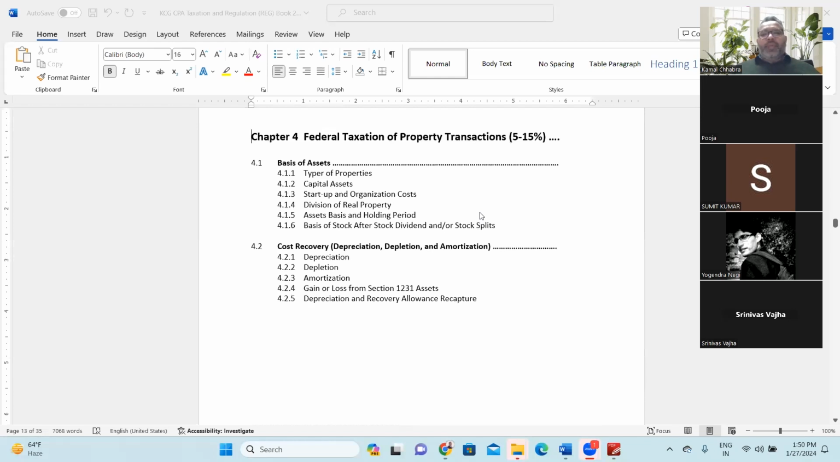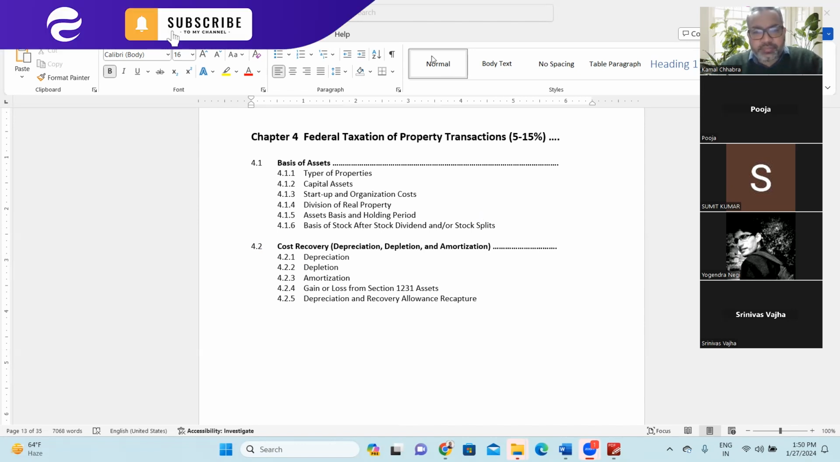So now we are jumping onto chapter 4, which is federal taxation of property transactions, right? So yes, in the last class, if you remember, we discussed chapters 4, 5, and 6 as relating to US taxation. The first chapter is chapter 4, in which we'll be understanding the federal taxation on property transactions. I'll share all these forms on the WhatsApp group. Someone has texted, so I'll be sharing, right?